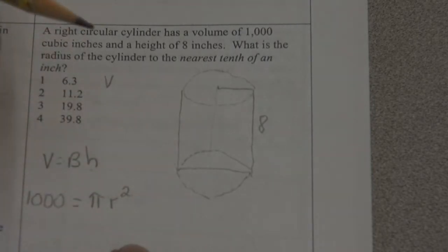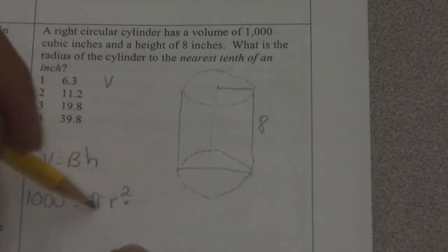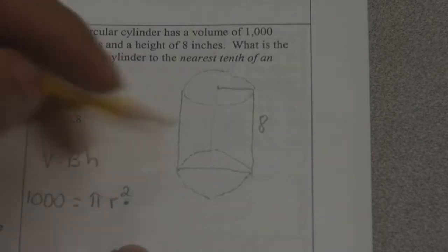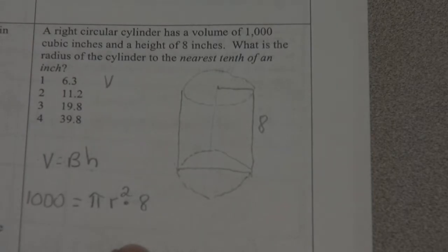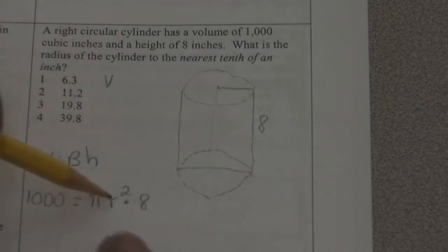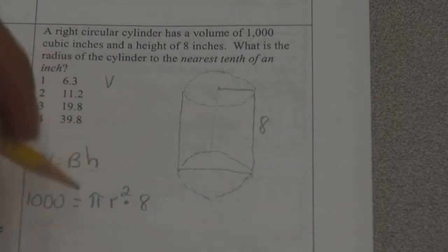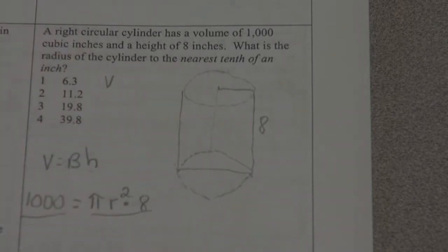Pi r squared. Okay. And now remember, the area of the base times the height will give you the volume. So pi r squared times height times 8. Make sense? This is the height. Oh, okay. Now what? What do you mean now what? They want the radius. Okay then. So what am I gonna do? Easy. 1,000. I'm gonna divide by everything I don't need.